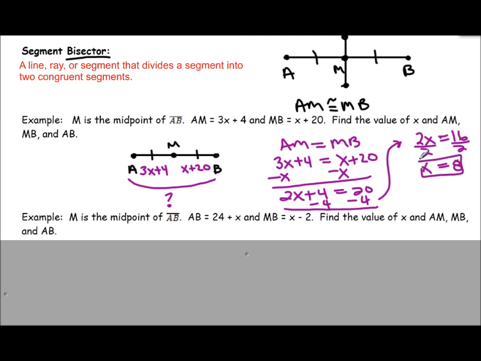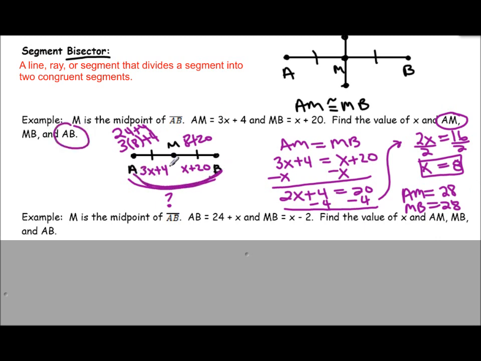I want to find AM. Well, AM is 3 times x plus 4, so that's 24 plus 4. So AM is 28. And because these are supposed to have been congruent, when I find MB, it should also equal 28. So x plus 20, 8 plus 20. So MB is also 28. And then finally, AB, my whole thing, is 28 here plus 28 here, which is 56. So AB is 56.